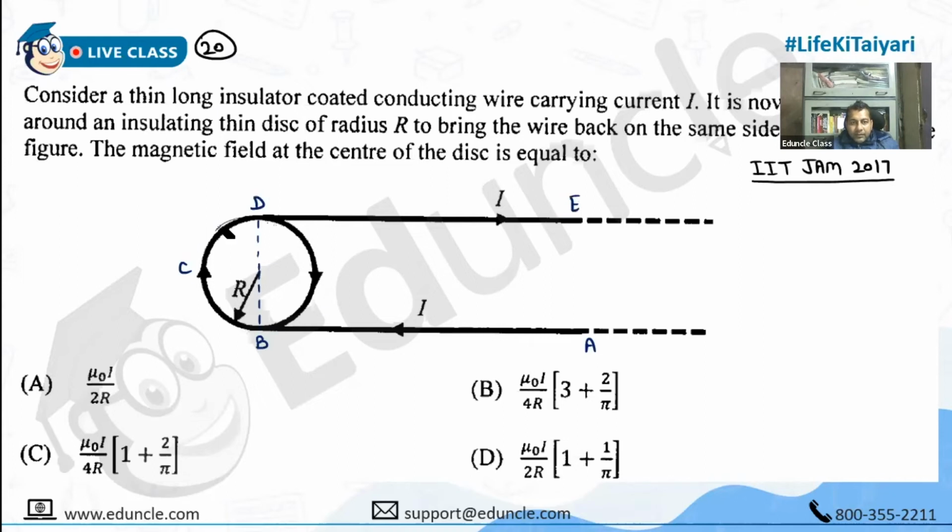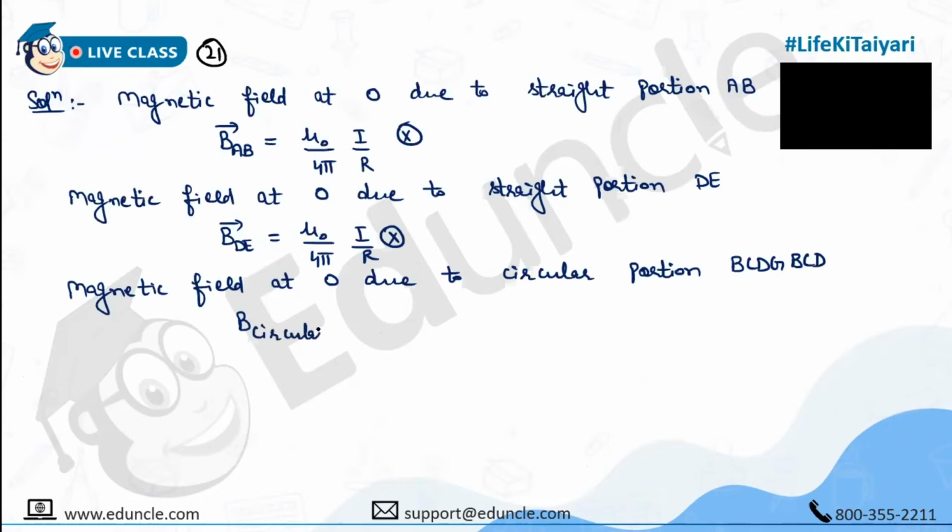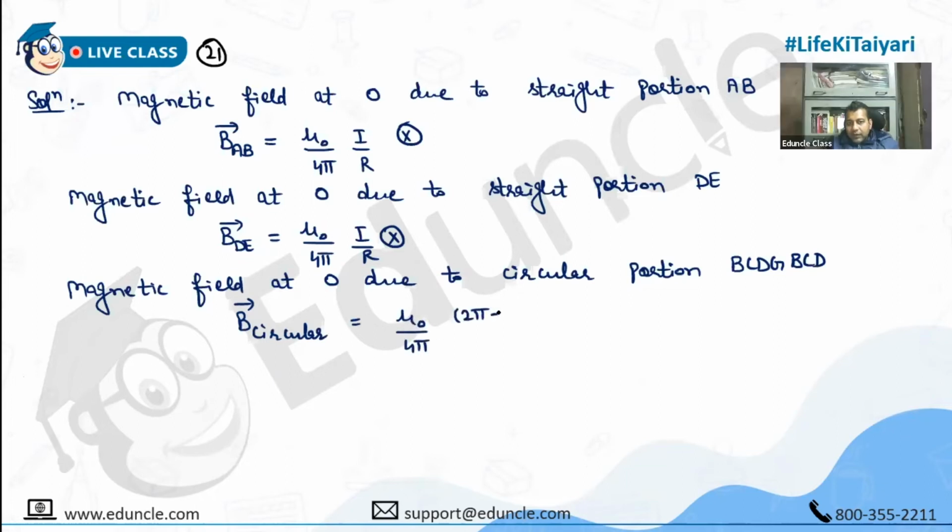So it is BCD, then BCD. BCD, then again BCD, no? BCD, like this. Then again BCD, no? Okay, so it makes 3.5 turn. 1.5 turn, sorry. So mu naught by 4 pi, 1.5 means total angle will be 3 pi, no? 2 pi for one complete circle and pi for another half. So this will be the total magnetic field. And all of them are pointing in the same direction. No? So total magnetic field at O.